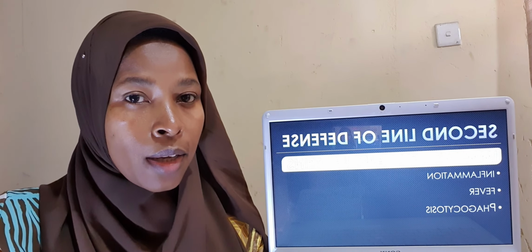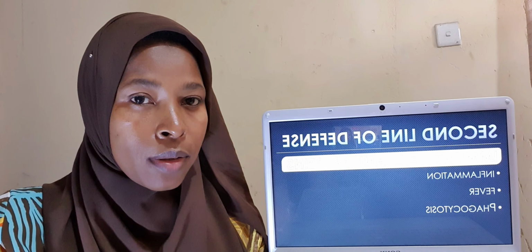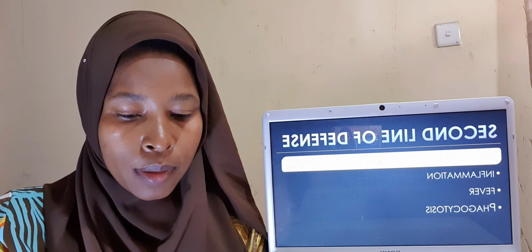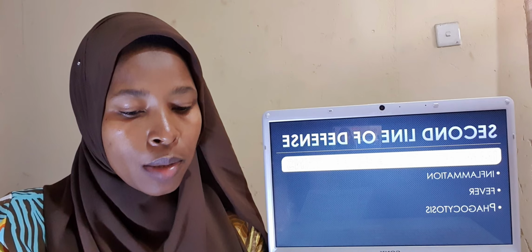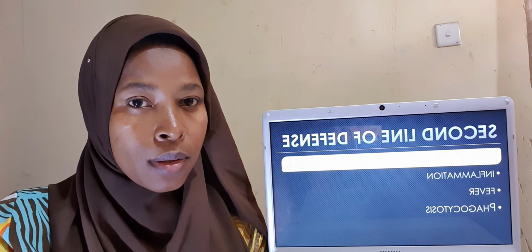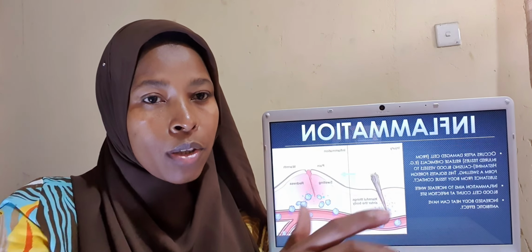The second line of defense. Pathogens that manage to cross the first line of defense are encountered with other immune defenses. The second line of defense uses immune cells and proteins in recognizing and eliminating pathogens through innate defenses. For example, inflammation.